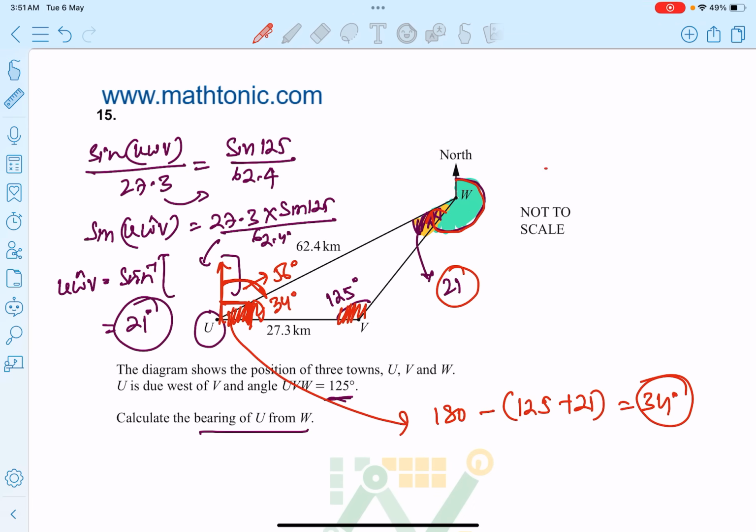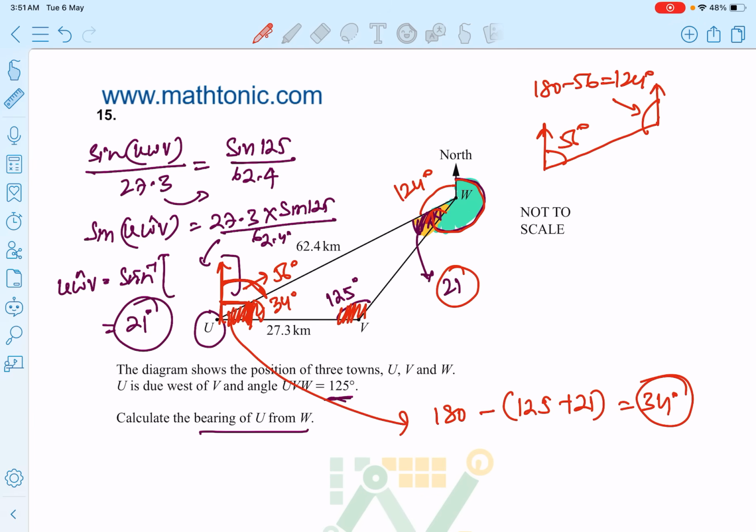Now you tell me, this is a transversal, and these two lines are parallel. This one we have 56 degrees. Can't we find this angle? Easy, because we know angles on the same side of parallel lines add up to 180. So we can find this is 180 minus 56, that equals, I think you are getting 124 degrees. So that means this angle I got is 124 degrees.